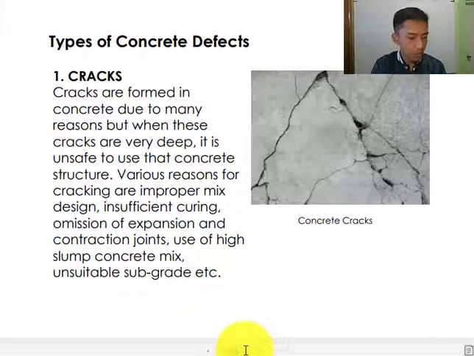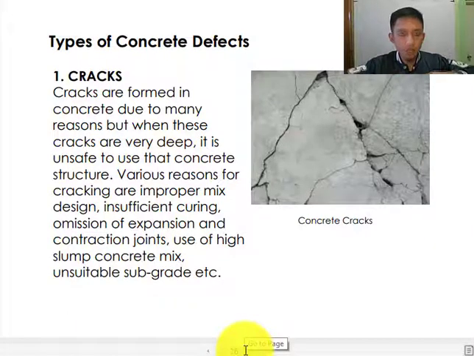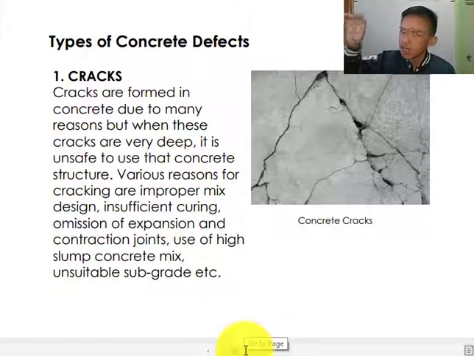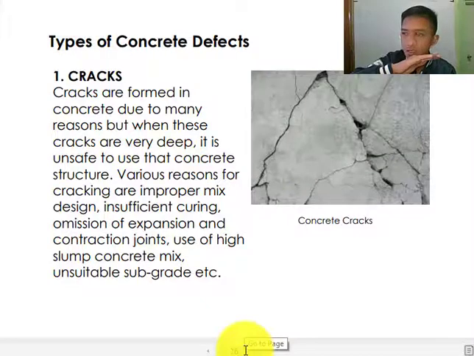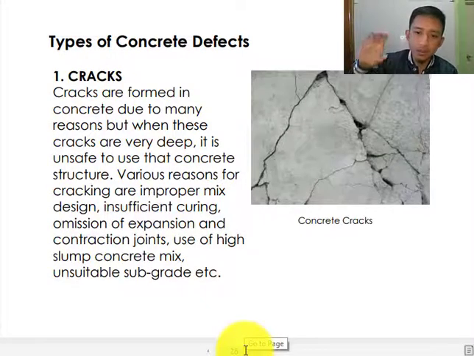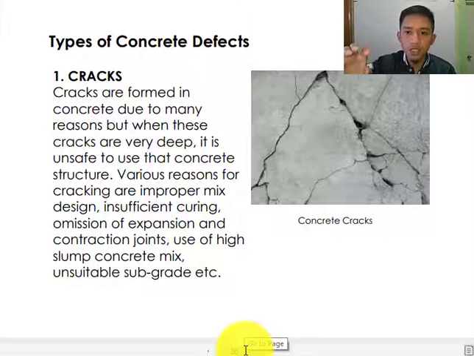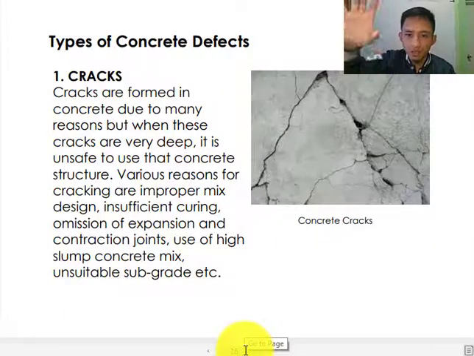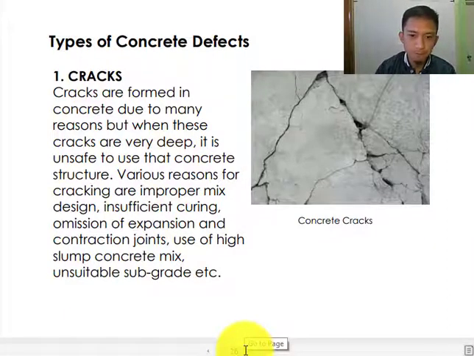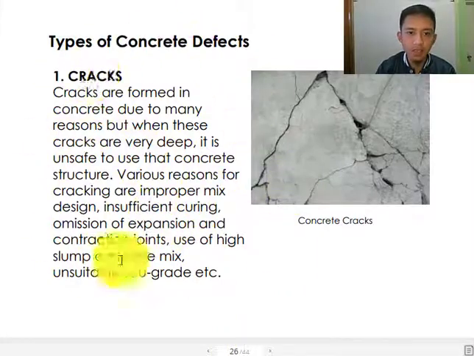Cracks may also come from the subgrade. The subgrade is where you will lay your concrete, and if your subgrade is weak, that is the reason why we explore the layers of soil in building construction. We explore the soil type before we pour the foundation, because even if you have a well-designed foundation, if your subgrade is weak, that will cause the failure of your structure. And a lot more.